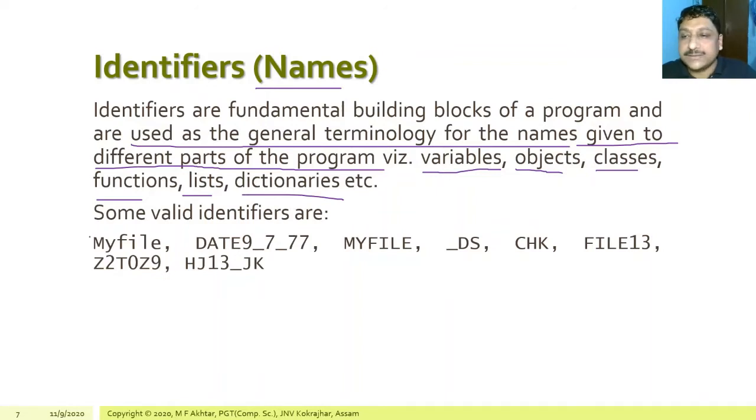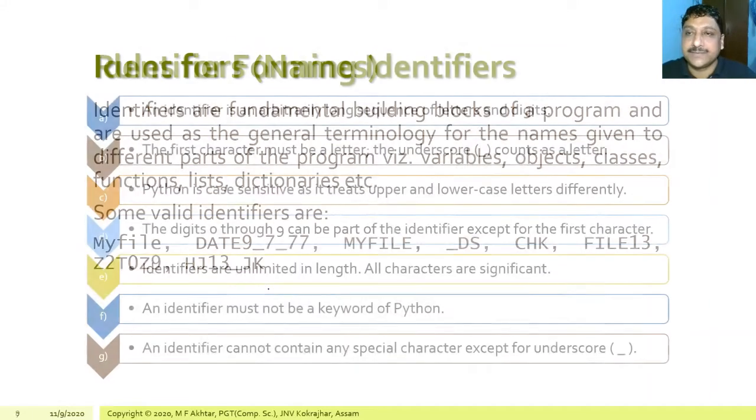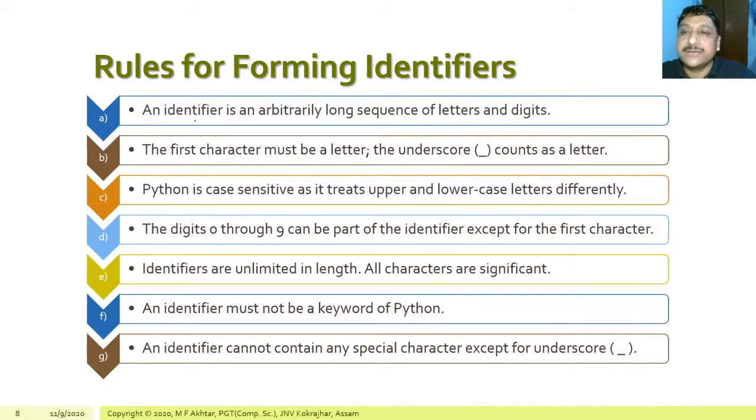Some valid identifiers are these: myfile, date. These things we can give as an identifier. Now why are these valid and why can we not give some other types of identifiers? Because there are identifier naming rules which we are going to learn. The rules for forming an identifier: an identifier is an arbitrarily long sequence of letters and digits. It can contain many letters or digits. There is no restriction on the length of the sequence, but we must use a considerable length.